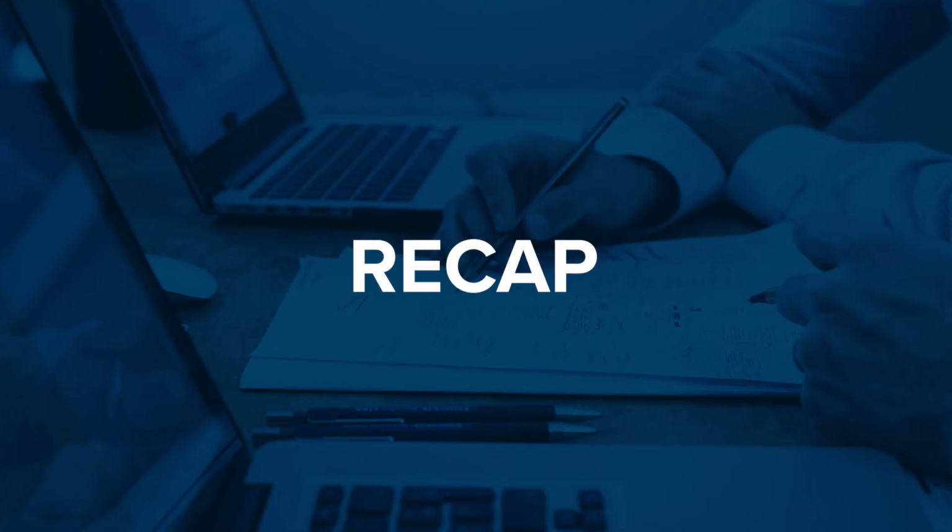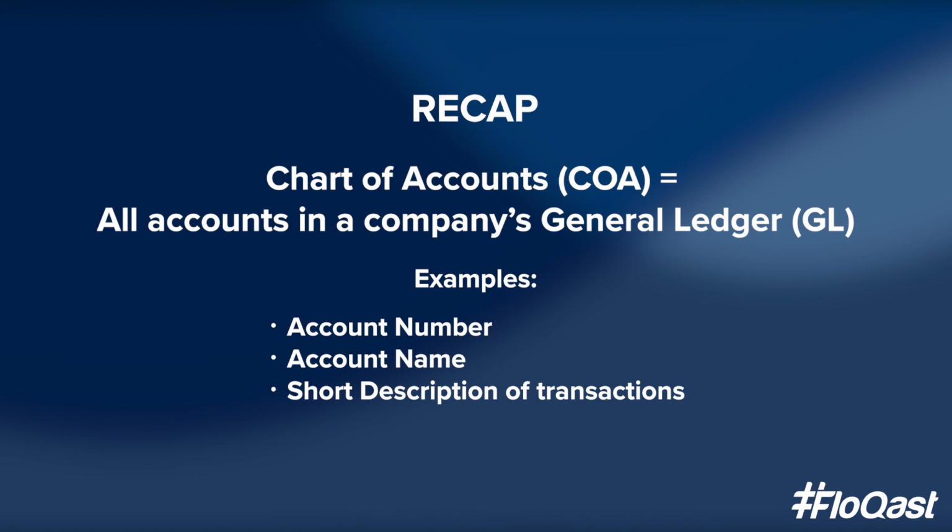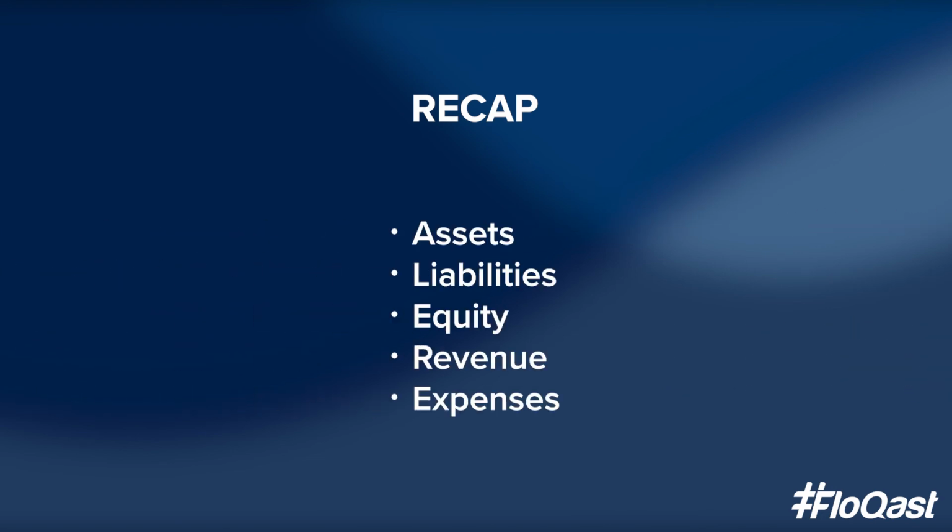Now let's review what we've learned. A chart of accounts is a list of all of the financial accounts in a company's general ledger. It typically includes an account number, account name, and a short description of the type of financial transactions that belong in each account. A chart of accounts is grouped into 5 categories that correspond to the structure of a business's financial statements: assets, liabilities, equity, revenue, and expenses.